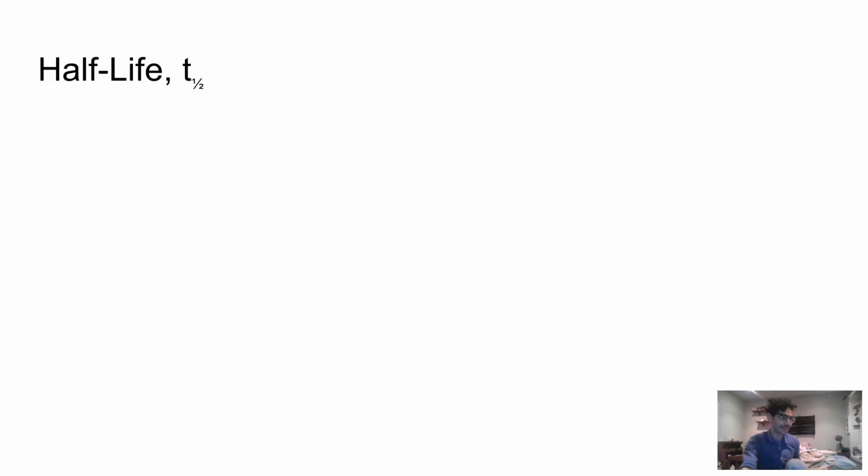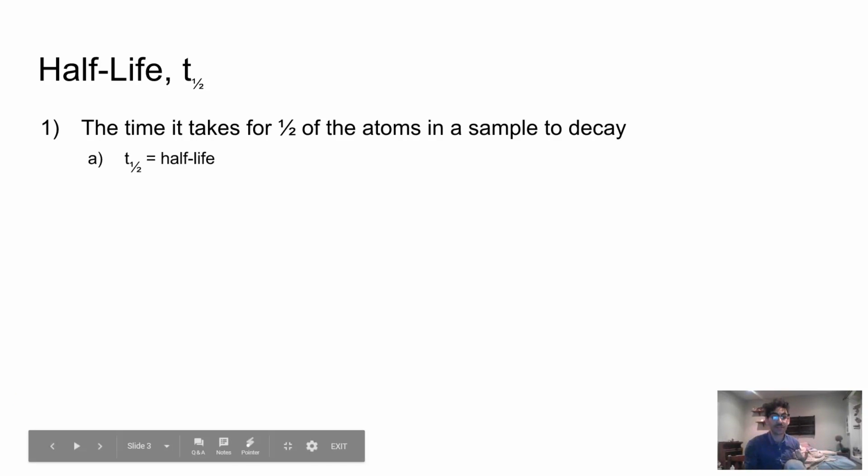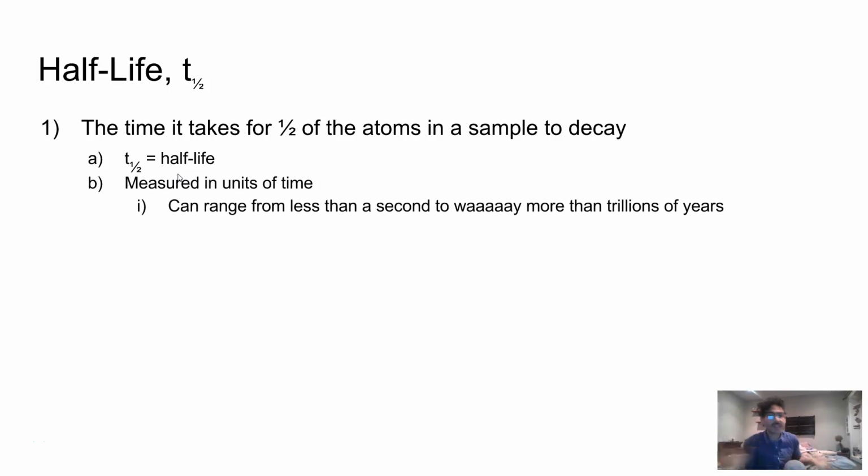So, half-life. Half-life is the amount of time it takes for half of the atoms in a sample to decay. It looks a little weird. We'll see an example to help ground that. The symbol we use for half-life is this cool T1/2, because it's time, or half, related to time. And yeah, it's measured in units of time. These can range from less than a second to way more than trillions of years. So half-lives are very variable.